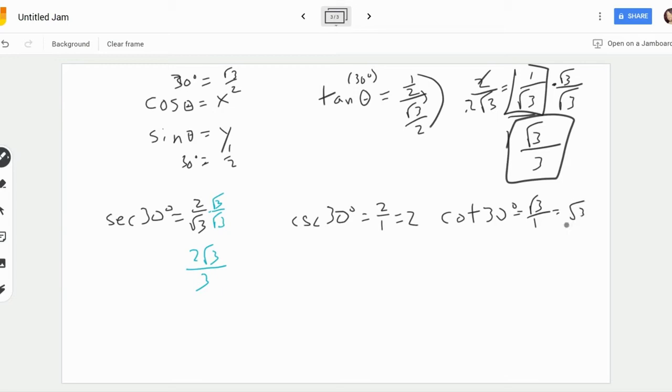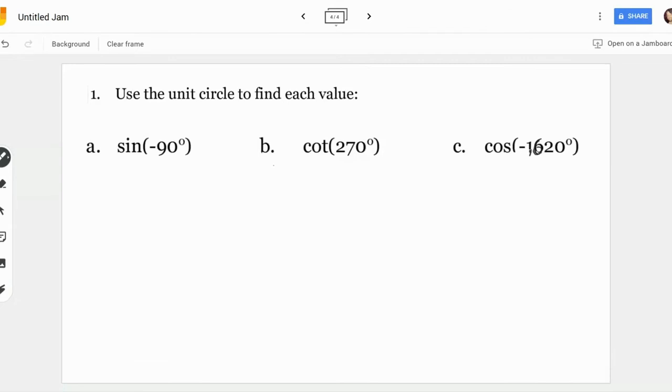So we've now figured out all 3 trig functions. Cosine of 30 was square root of 3 over 2. Sine of 30 was 1/2, and tangent of 30 equals that one. Used to using the unit circle, because creating it's hard, but using it's actually not that bad.